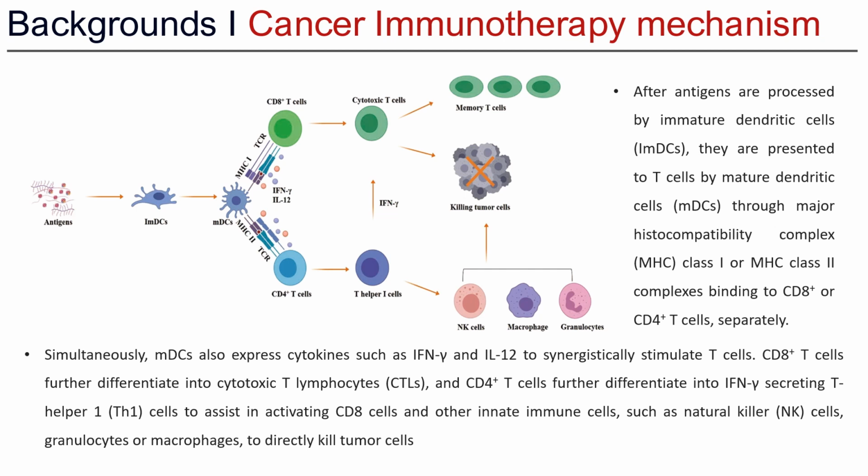T helper 1 cells to assist in activating the CD8 cells and other innate immune cells such as natural killer cells, granulocytes or macrophages to directly kill the tumor cells.